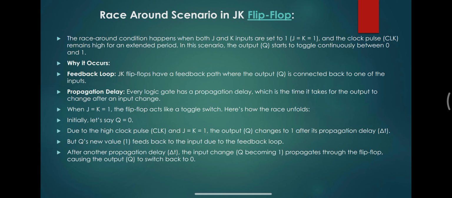Next, J and K are equal to 1 and the flip-flop acts like a toggle switch. Here is how the race unfolds. Initially, let's say Q is equal to 0. That means output Q is equal to 0 due to the high clock pulse. Then Q is equal to 1. The output Q changes to 1 after the propagation delay, but the new value of Q prime is fed back to the input due to the feedback loop.